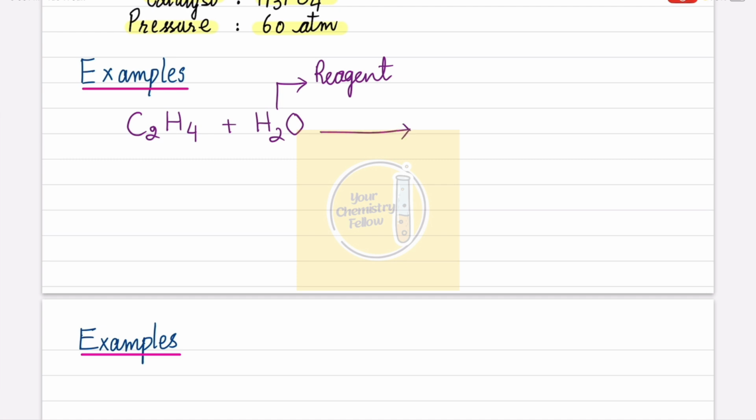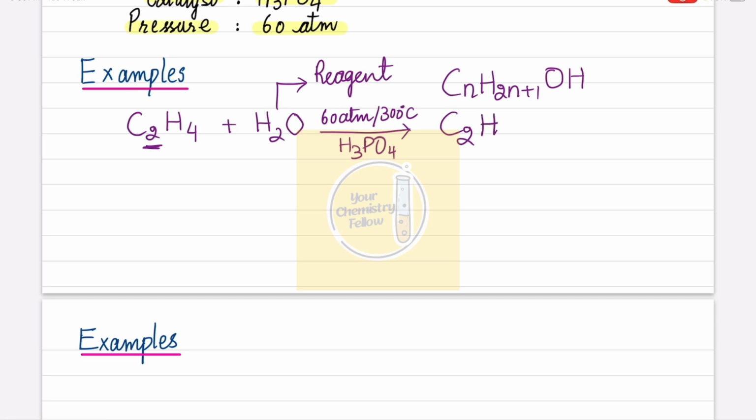So I will write down the reaction conditions on the arrow: 60 atmospheres, 300 degrees Celsius temperature, and phosphoric acid is the catalyst, and as a result alcohol is formed. In order to write down the formula for an alcohol, I will write down its general formula first: CnH2n+1OH. Now as two carbon atoms are present in the alkene, there must be two carbon atoms in the alcohol, so n will be 2 here. So for H, 2 into 2 makes 4, 4 plus 1 is 5, C2H5OH will be the formula for ethanol. So from the ethene molecule, ethanol is formed.